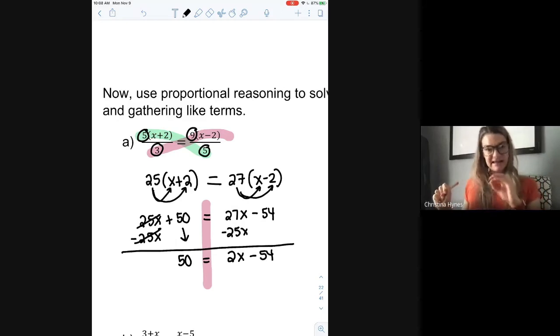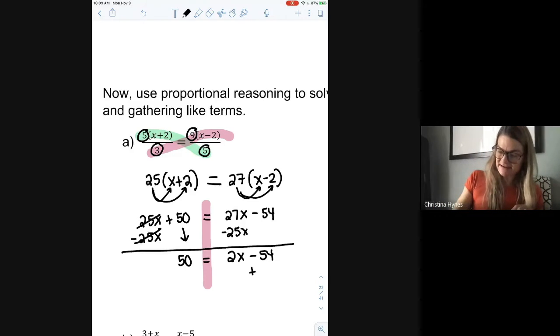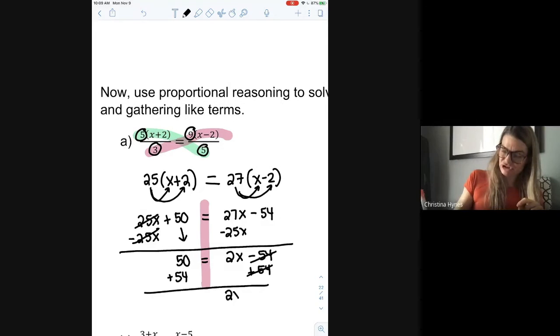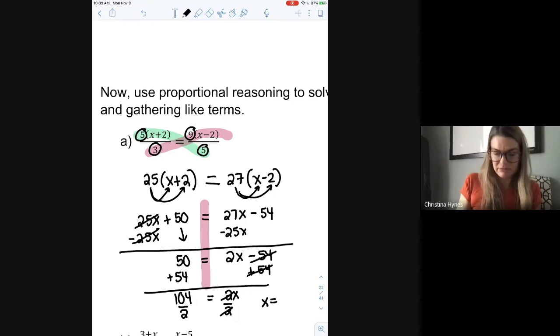We're almost there. We just have to get x by itself. So now we're going to add 54 on both sides, because you're always doing the opposite sign to both sides of the equation. These cross each other off now. Your last step is to write 2x equals 50 plus 54, which adds to 104. And always when we have a number in front of x, we need to divide both sides by 2. So in my calculator, 104 divided by 2, and I get 52 as my answer.